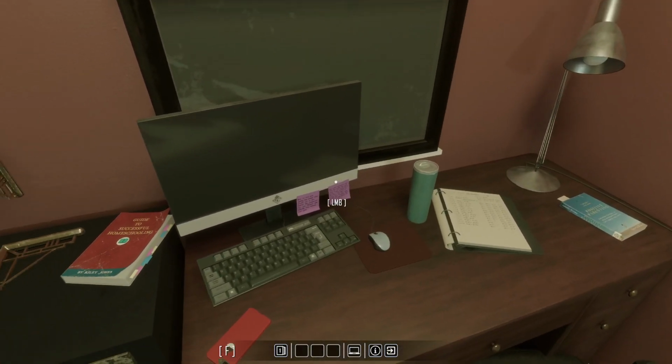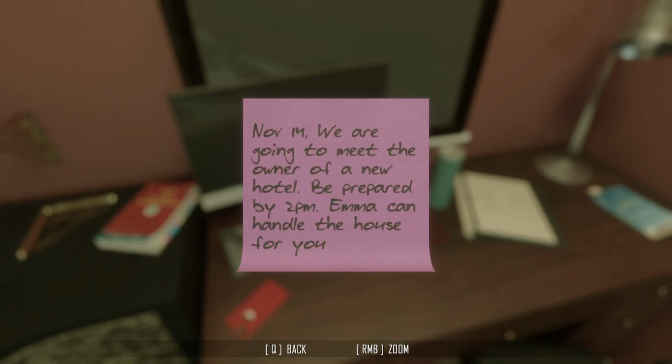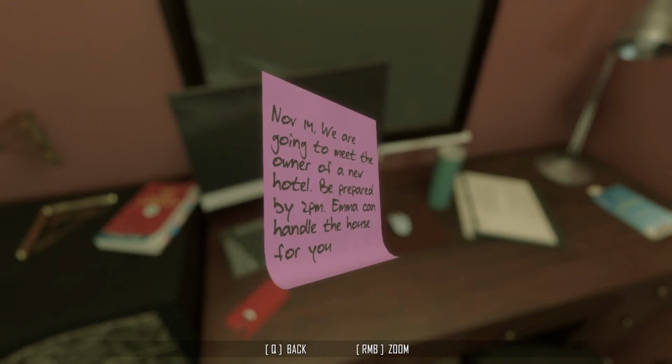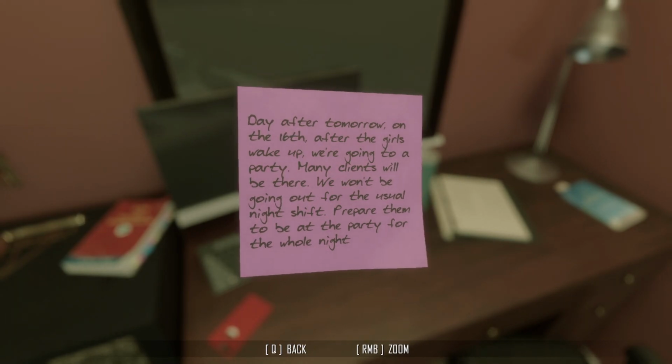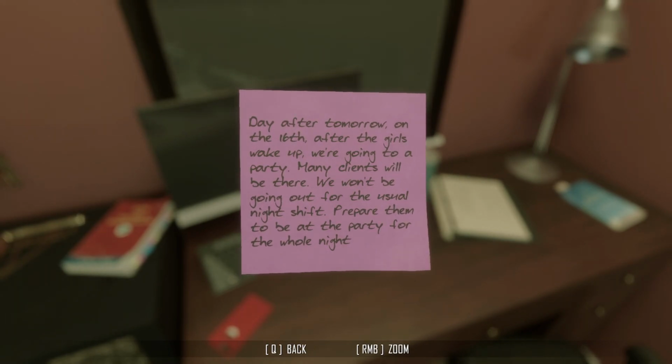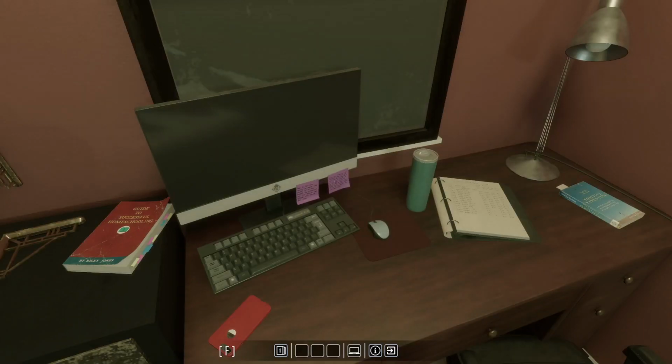Oh, what do we have here? November 14th, we are going to meet the owner of a new hotel. Be prepared by 2 p.m. Emma can handle the house for you. Day after tomorrow on the 16th, after the girls wake up, we're going to a party. Many clients will be there. We won't be going out for the usual night shift. Prepare them to be at the party for the whole night.